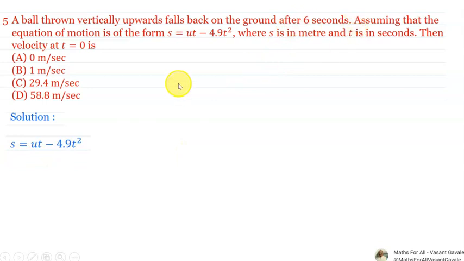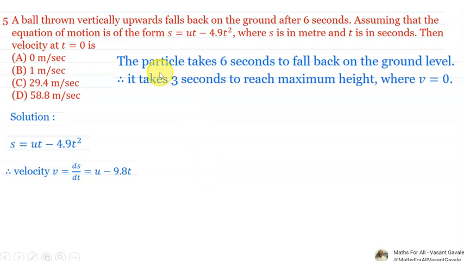S is equals to ut minus 4.9 t square, differentiate this with respect to t, ds upon dt is equals to u minus 4.9 t. Okay, the particle takes 6 seconds to fall back on the ground level. म्हणून त्याला जायला किती लागणार तर 3 सेकंद. It takes 3 seconds to reach maximum height when v is equals to 0. जेव्हा तो मॅक्झिमम हाईटला असेल त्याचा वेलॉसिटी किती असेल तर तो 0 असेल.